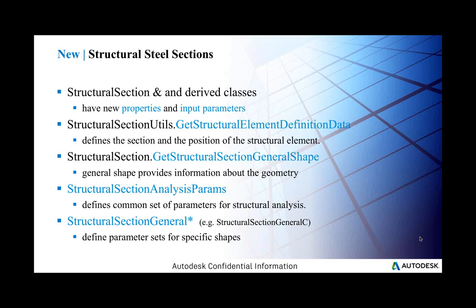So the get structural section general shape provides information about the geometry. The structural section analysis params define a common set of parameters for structural analysis. And then there's a collection of structural section general classes for specific shapes. And each of these shapes is associated with a whole set of parameters that address the various dimensions typical to this shape.